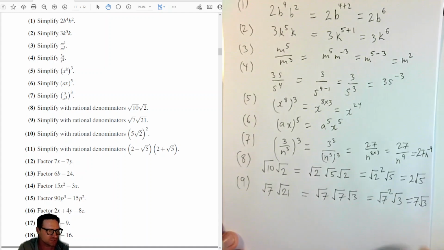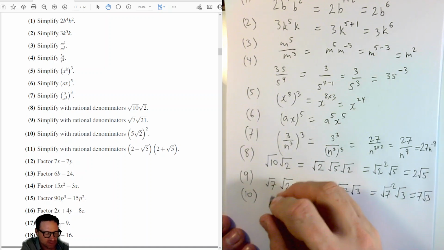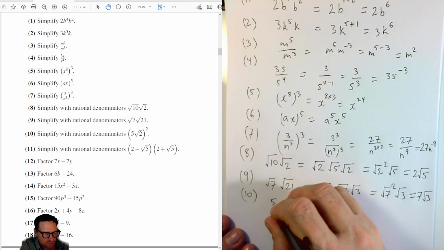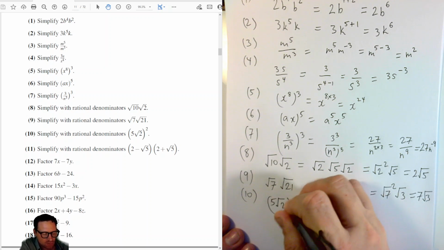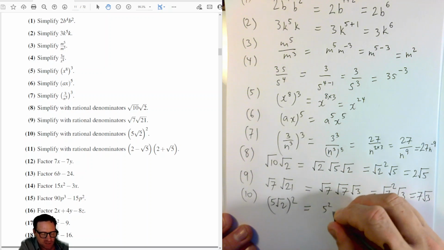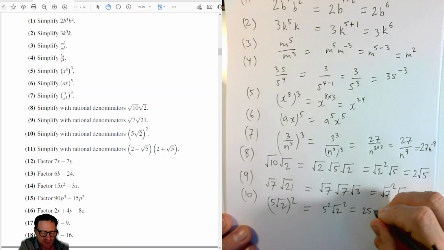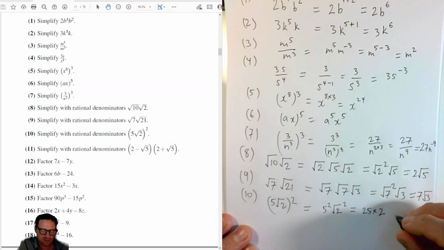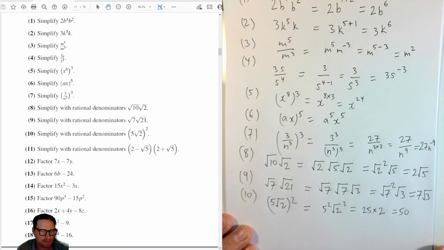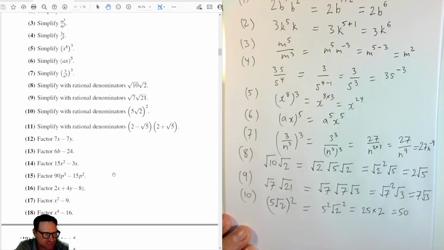All right, question 10. Simplify with rational denominators 5 root 2 all squared. So this is 5 squared times root 2 squared. So we have 25 times 2, which is 50. All right, let's keep going. Question 11.